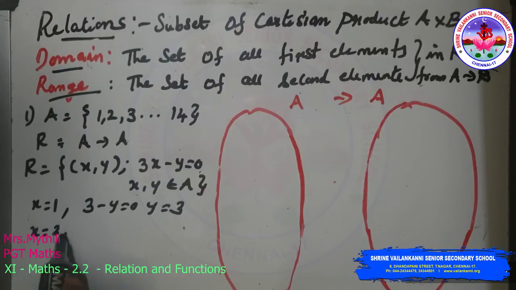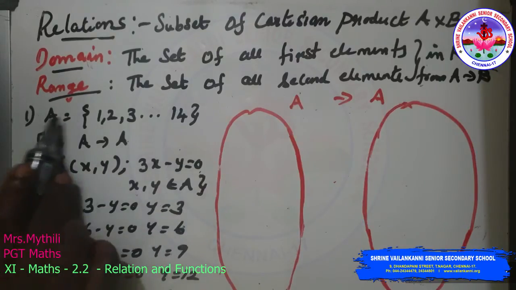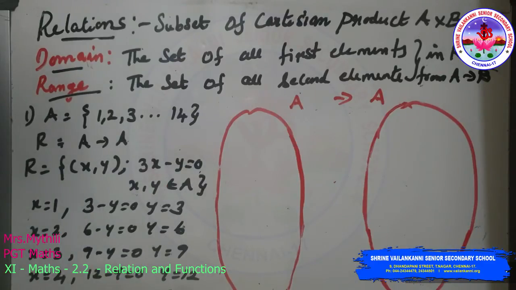Again when x is equal to 2, 6 minus y equal to 0, that is y equal to 6. And x is equal to 3, 9 minus y equal to 0, so y equal to 9. Again when x equal to 4, 12 minus y equal to 0, that is y equal to 12. Then x equal to 5, then 3 into 5, 15, 15 minus y equal to 0, so y equal to 15. Here we have 1 to 14 elements in the set, 15 is not here, so x equal to 5 will not satisfy.